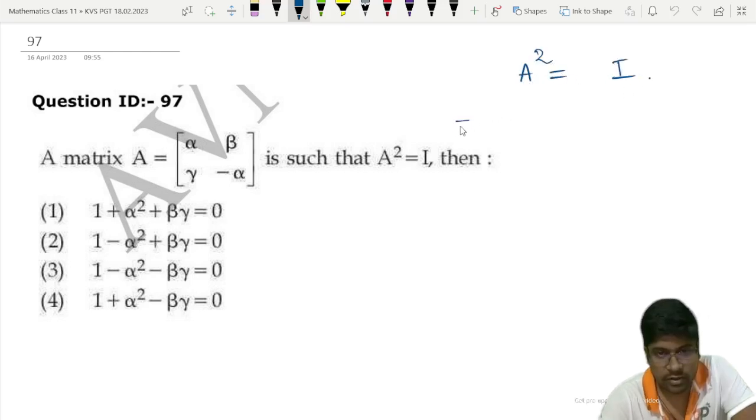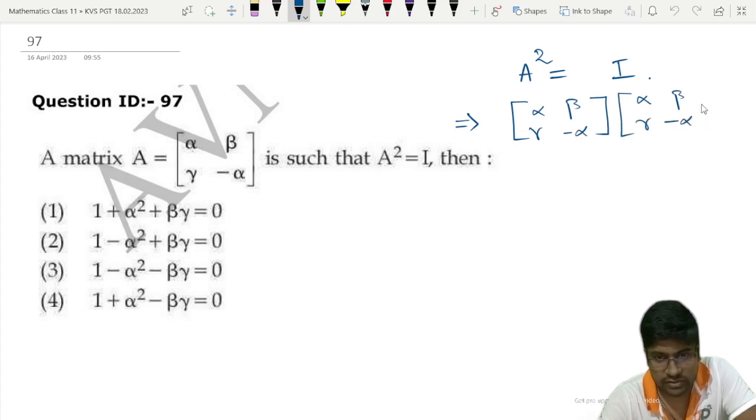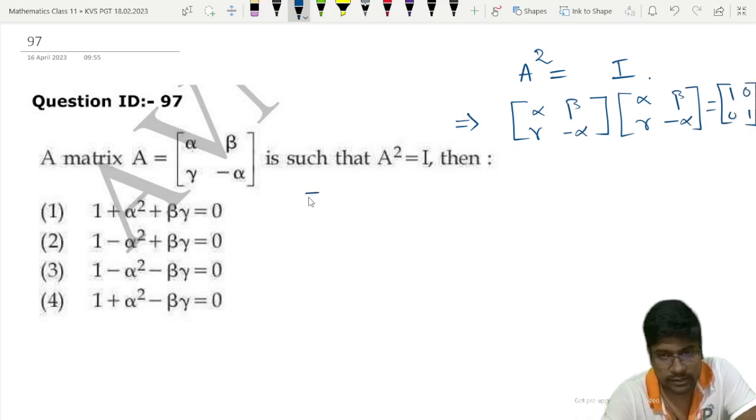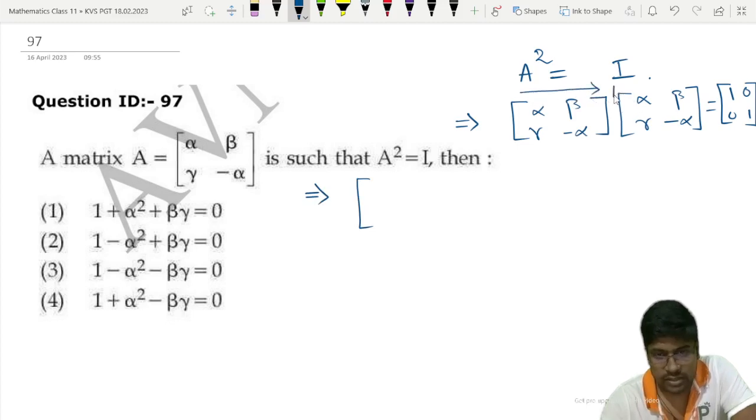So what is our A? A is nothing but alpha, beta, gamma, minus alpha. This is our A. So A square means, again I will write alpha, beta, gamma, minus alpha, and I means the identity matrix, so 1, 0, 0, 1. Okay, this is the identity matrix. So just multiply and see what we are getting for A square. Row by column multiplication means we have to do like this.